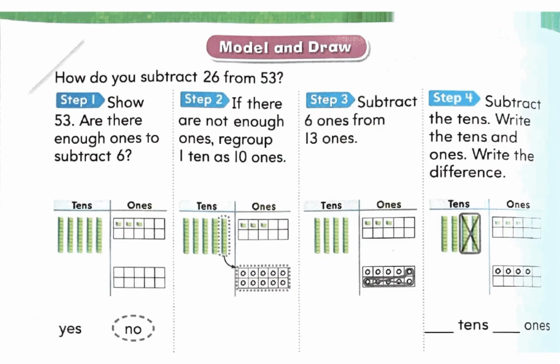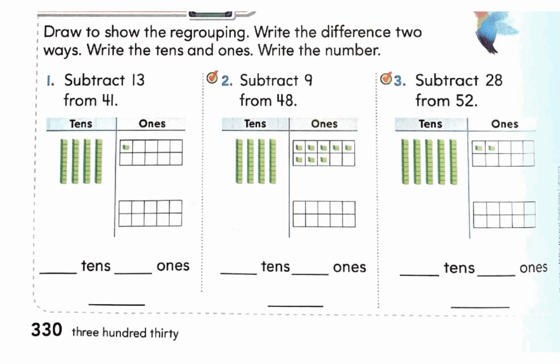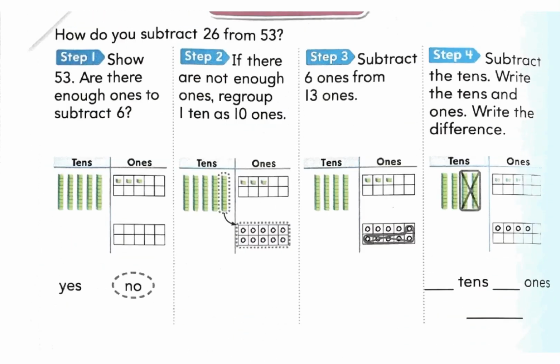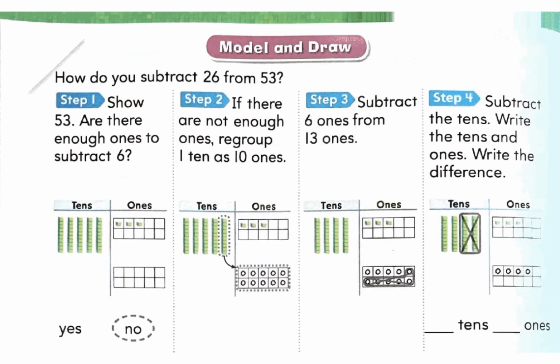All right, now we're going to move on to model and draw so we can practice together. You should be on page 330. Let's begin. It starts with the question at the top of the page. How do you subtract 26 from 53? When they say that, it basically means you're starting off with 53 and you're taking 26 away from it. You're subtracting 26 from 53.